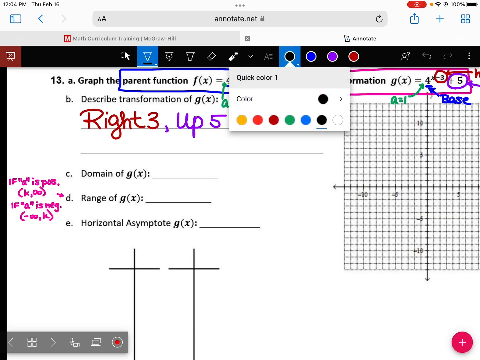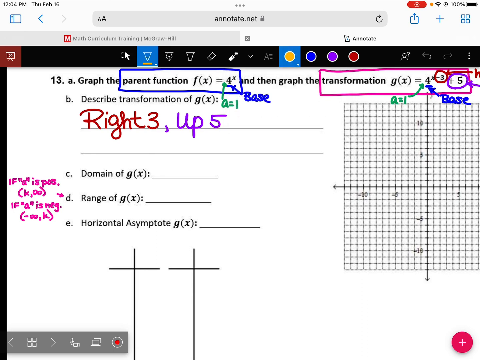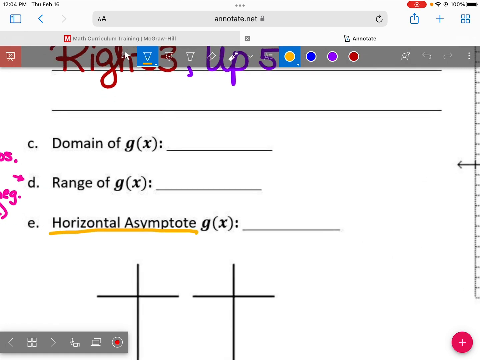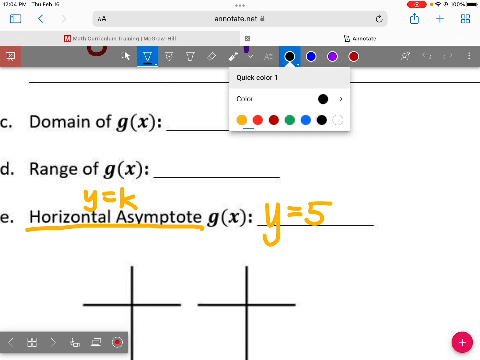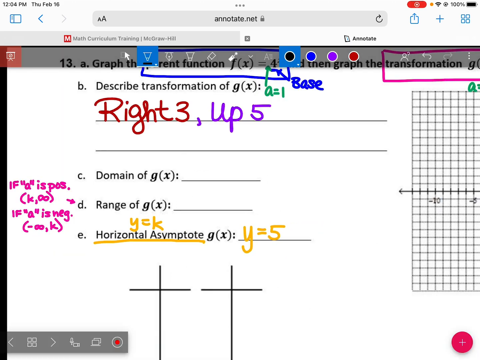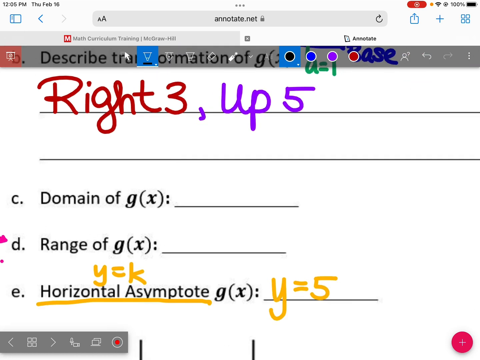Since I know my K value, what else do I know over here? The asymptote. What is our horizontal asymptote? Y equals 5. Don't forget the y equals part. Super important. It's always y equals K. What will the domain be? This is never changing for all of my exponential functions. All real numbers.